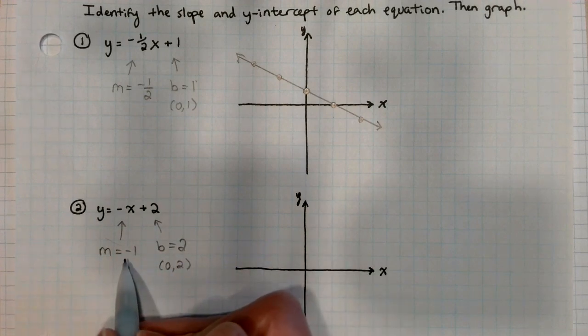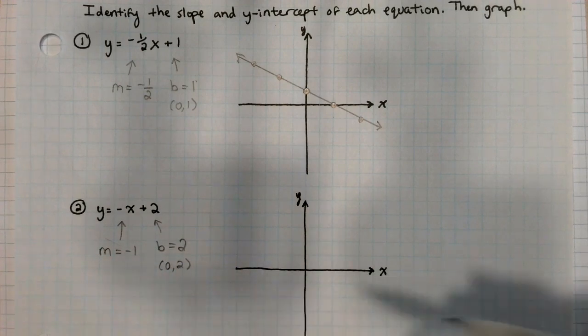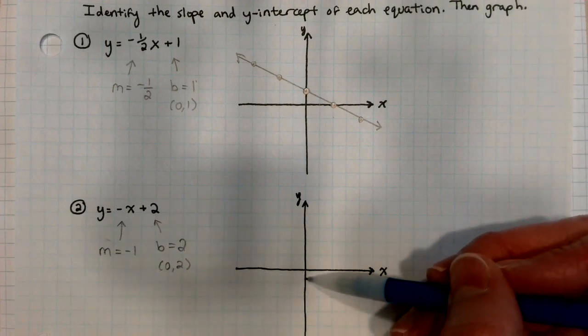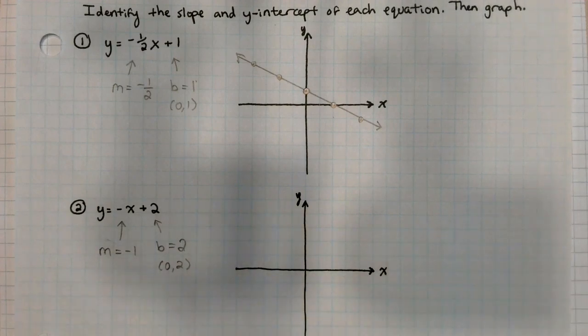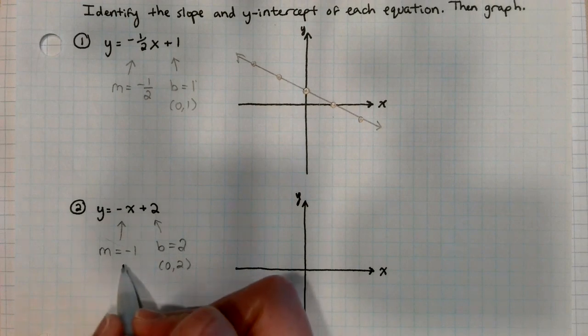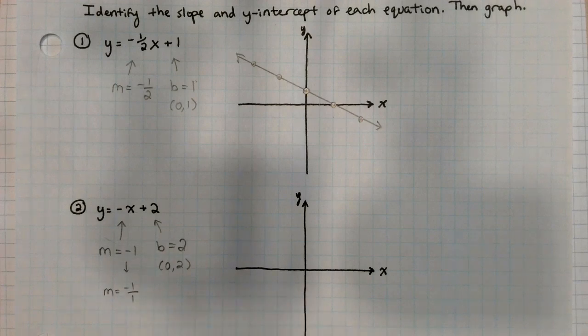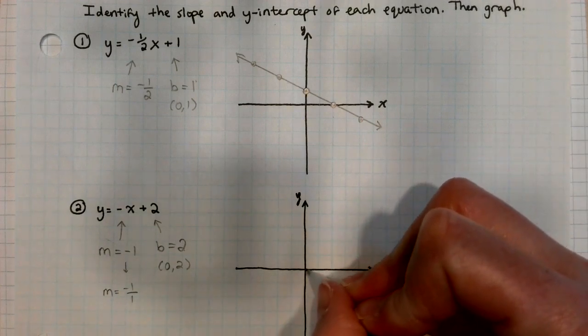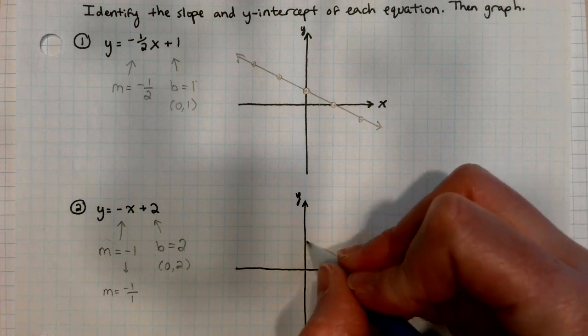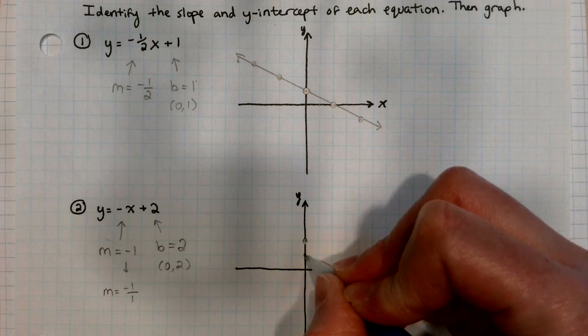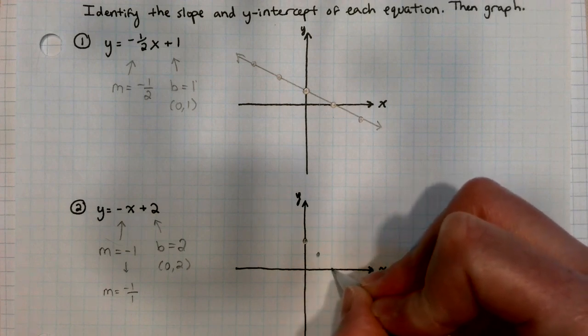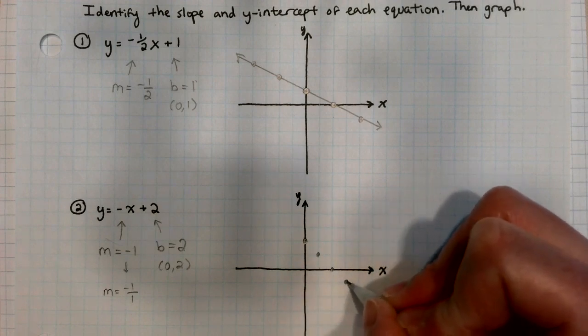Now keep in mind with these whole numbers, so m equals negative 1. A lot of students will have the misconception that they're just going down 1, down 1, down 1. But remember, every whole number can be written as a ratio where the denominator is a 1. So this is the same as negative 1/1. So we should be moving down 1 and then to the right 1. Starting from our y-intercept. So starting at the origin, we're going up to 2. And then we're moving down 1 to the right 1, down 1 to the right 1, and so on.